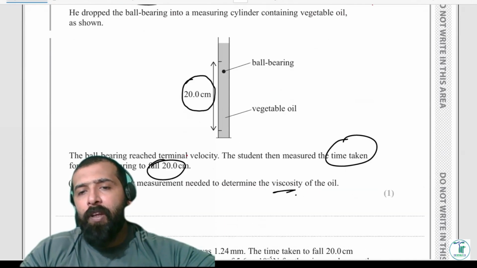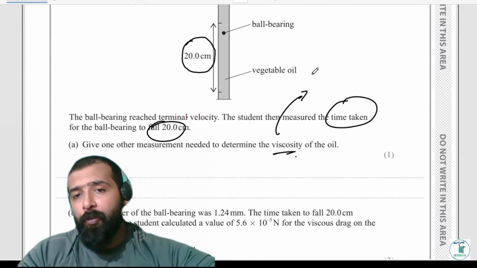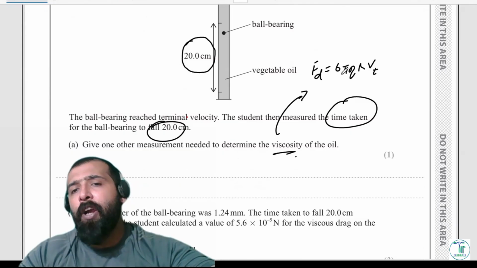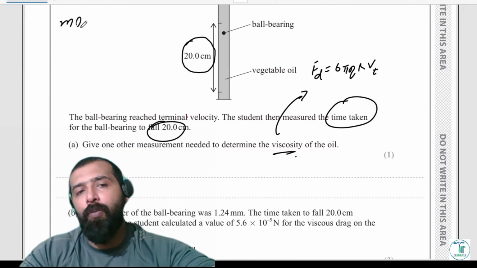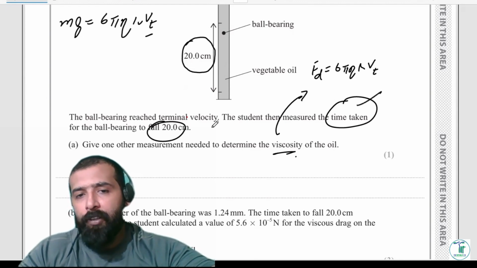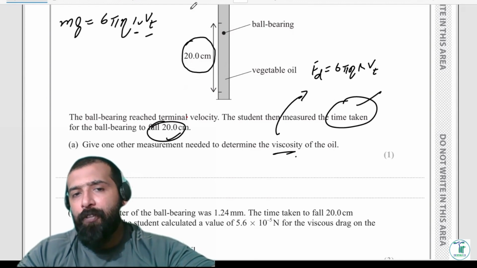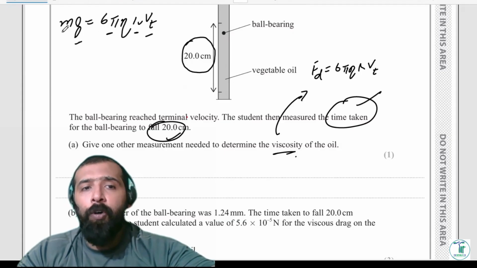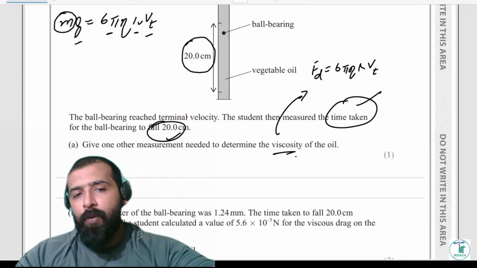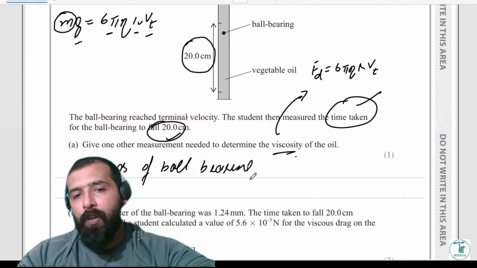If you all remember, the formula we're going to use is the drag force equals 6 pi eta r v_t. This can also be written as the drag force being equal to the weight of the liquid displaced, 6 pi eta r v_t. From this formula, you can calculate the terminal velocity if you've got the time and the distance. You can calculate the radius from the diameter given above. G and pi are constants, so the only thing that you need to measure is the mass of the ball bearing.